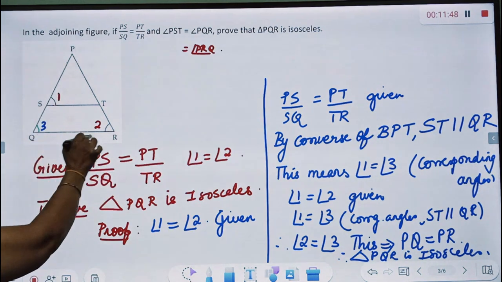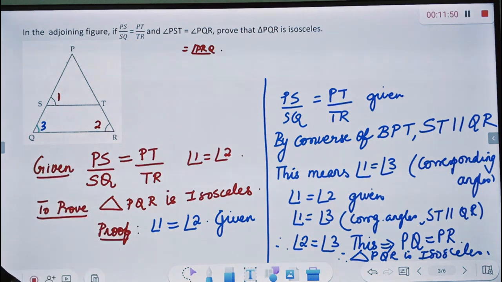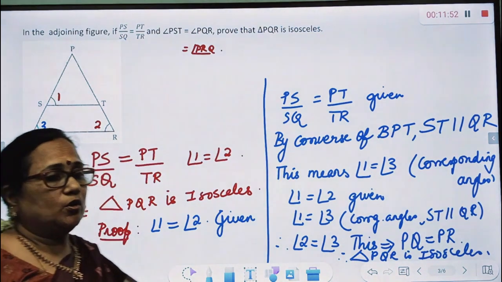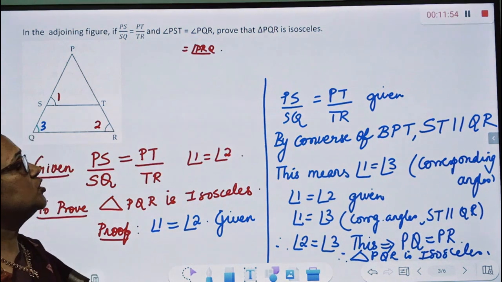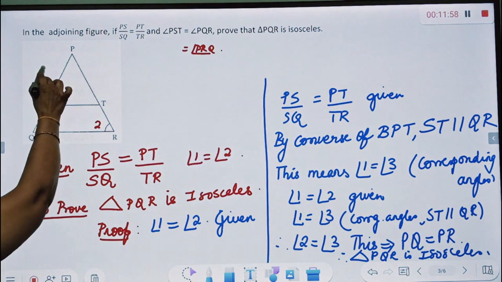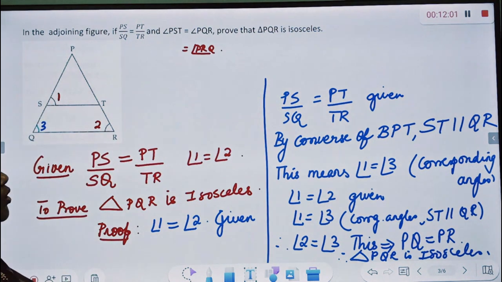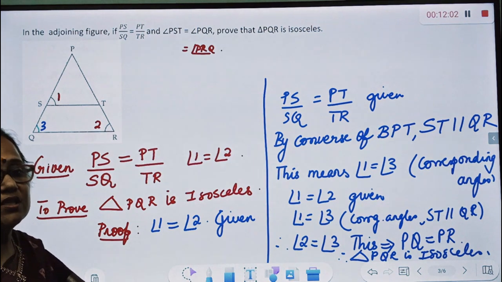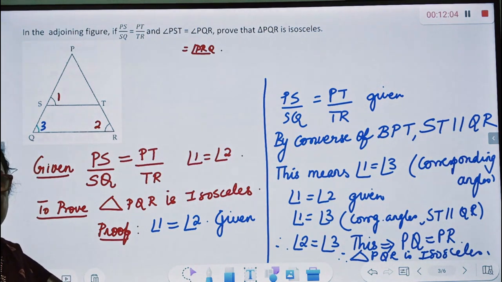So in a triangle, if two angles are equal, the sides opposite to them are equal. Angle 2 is equal to angle 3, which means that PR is equal to PQ. Therefore, triangle PQR is an isosceles triangle. Is it clear?